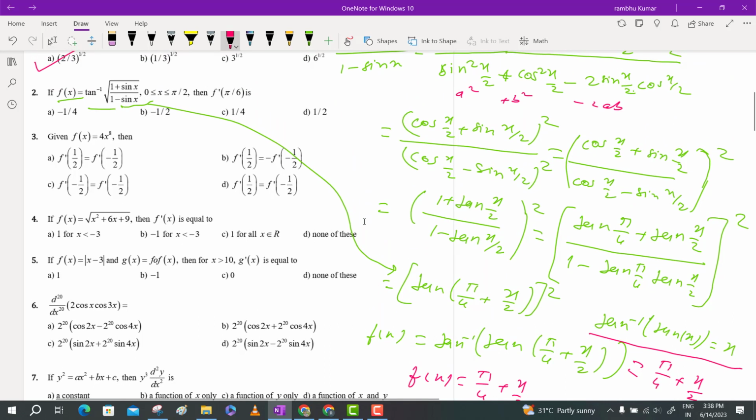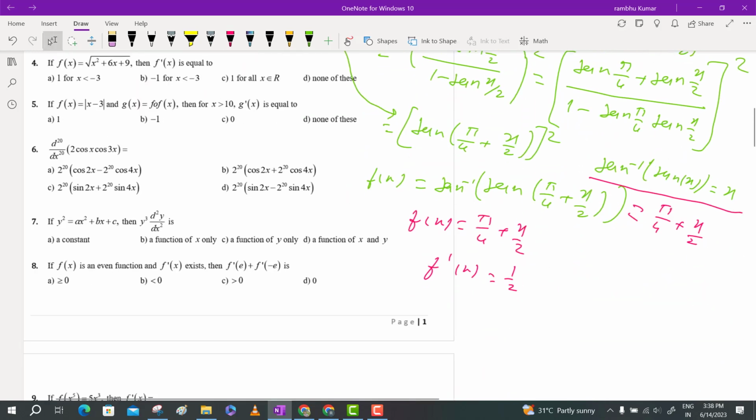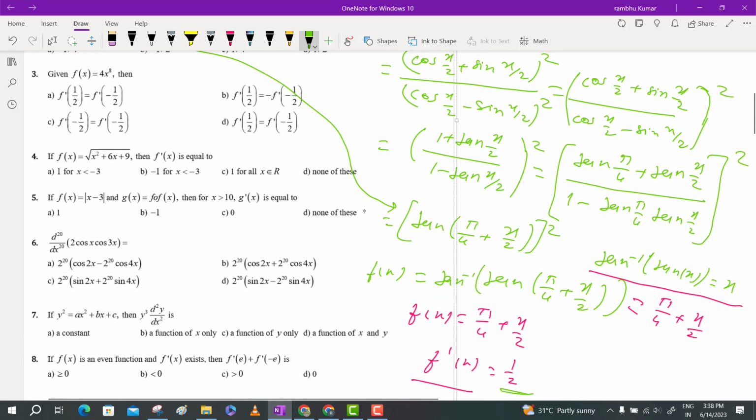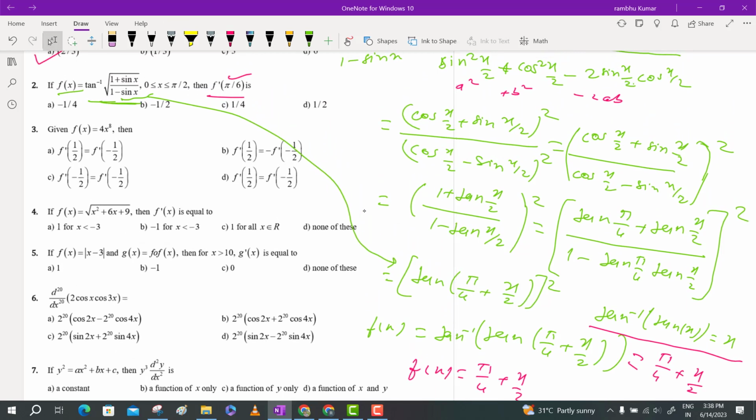Now in the question they have asked to find f dash at pi by 6, correct? But here if you see, in the derivative of function f there is no variable, correct? There is no variable, which means for all values of x the derivative of the given function remains 1 by 2, which means the answer is D. Okay, so I hope this is clear to you. Now let's move to the next question.